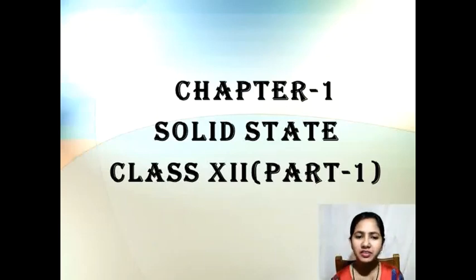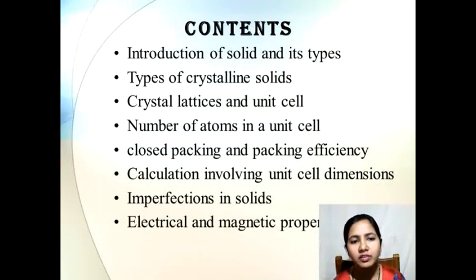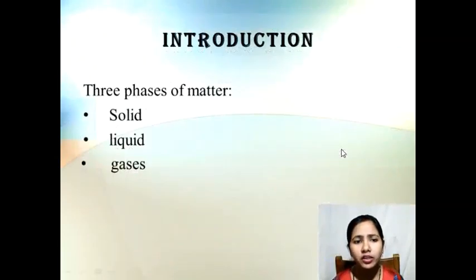So today we will start the first chapter of your physical chemistry class 12, that is the solid state. So here are the contents of this chapter. The first content is the introduction of solid and its types of crystalline solid, crystal lattice and unit cell, number of atoms in a unit cell, close packing and packing efficiency, calculation involving the unit cell dimension, imperfection in solids, and the last one is the electrical and magnetic properties. So these are the things that we are going to learn in this chapter, and we will discuss this one by one. So first of all, the introduction of this chapter.